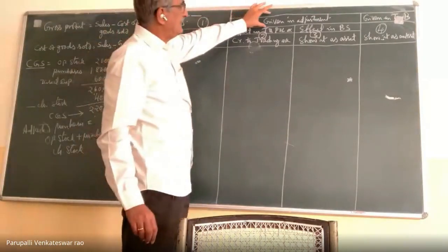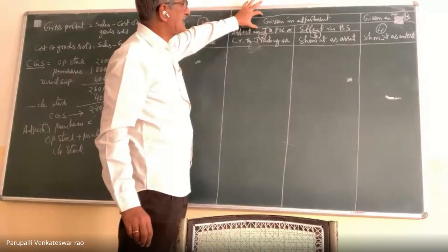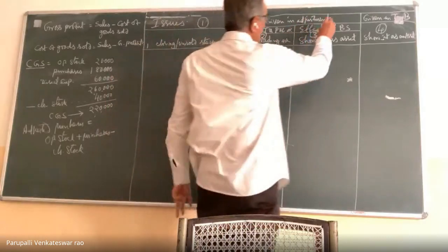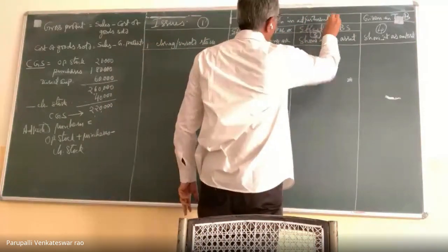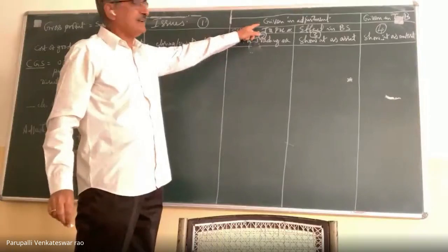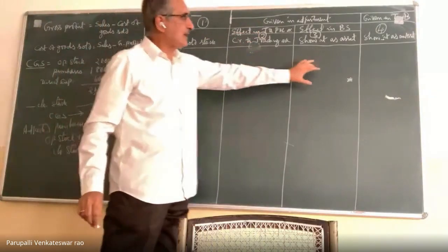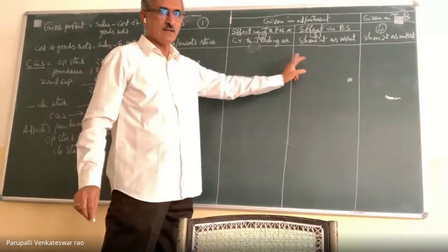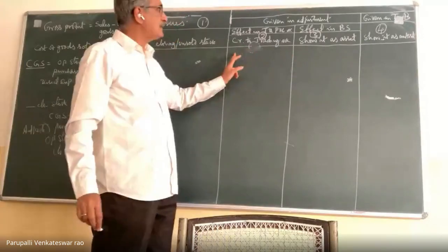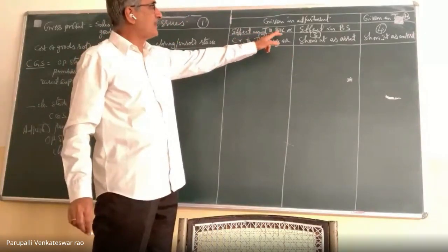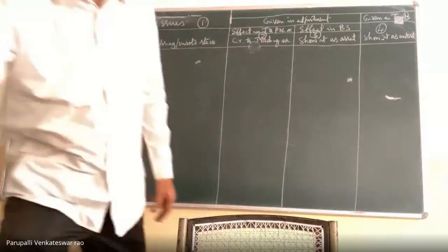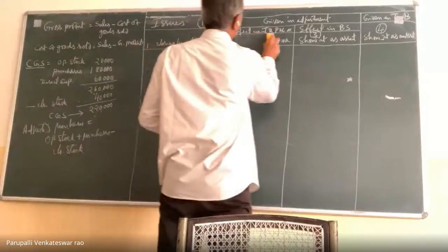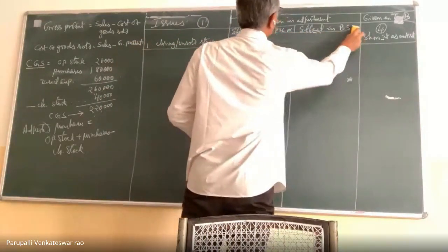Second column, you take more space. Given in adjustments. This has two columns. One is effect in trading and profit and loss account.